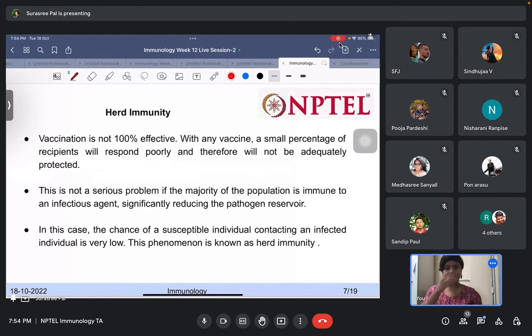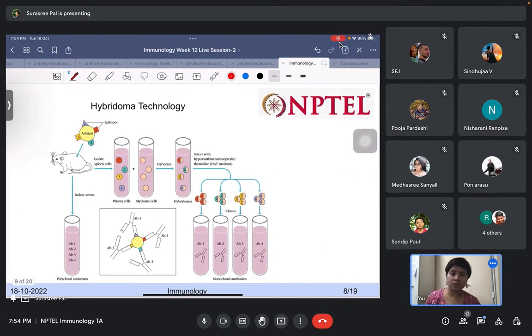Okay, if there is no other issues, then we will move on to the last topic for today, which is the Hybridoma technology. So Hybridoma technology is the technology by which monoclonal antibodies can be produced in large quantities.